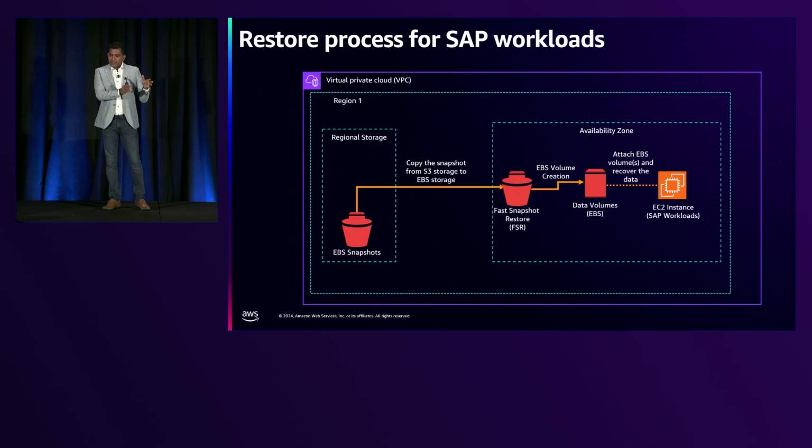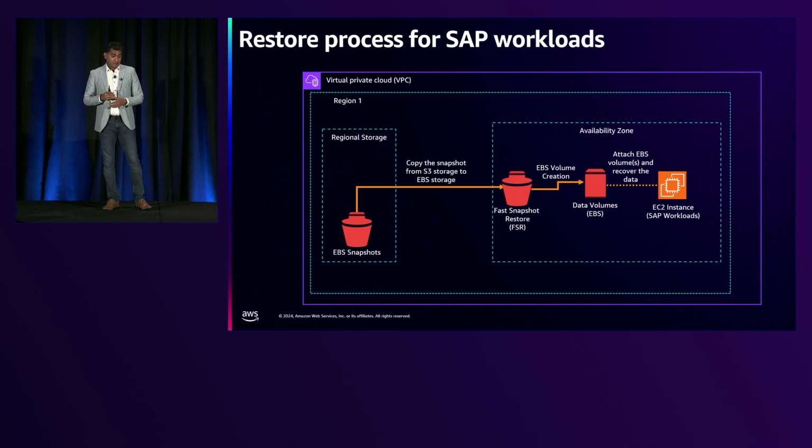So the data will be copied from snapshot storage to the EBS storage on that particular zone. Then once the FSR is completed, we can create a volume out of it. In this case, the data is already in EBS storage, and we'll get 100% read performance.